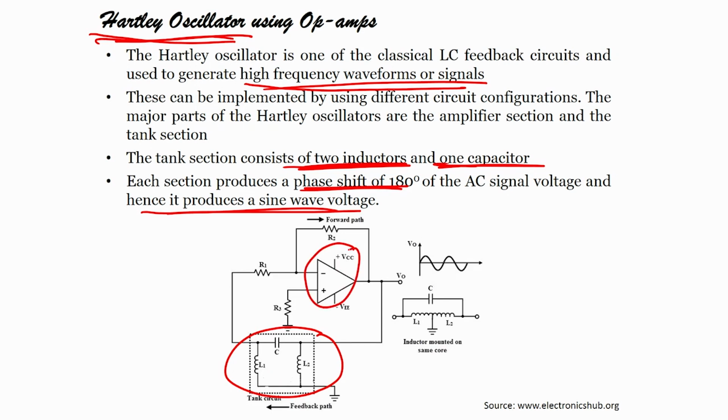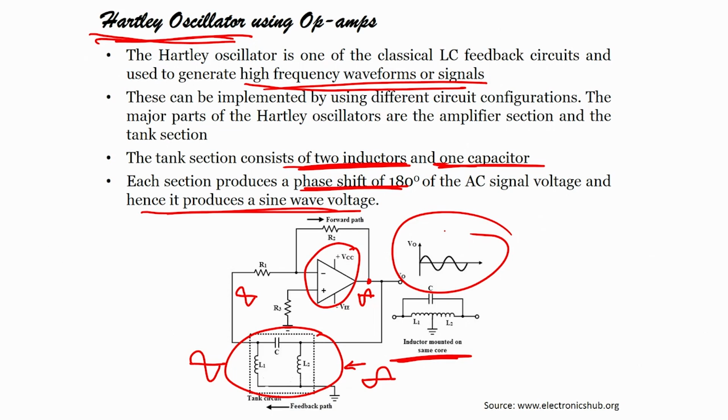This is an inverting amplifier, that means my output would be 180 degrees out of phase with respect to the input. That is why this LC oscillator will again provide a phase shift of 180 degrees. So when I feed this 180-degree out-of-phase signal back, it will again be in phase with the input signal. This is what its circuit is, with the inductors mounted on the same core, as you can see here, and at the output voltage you will see the oscillations happening.